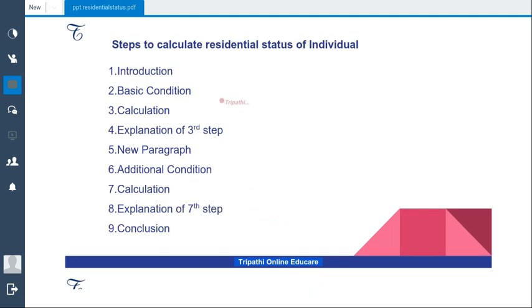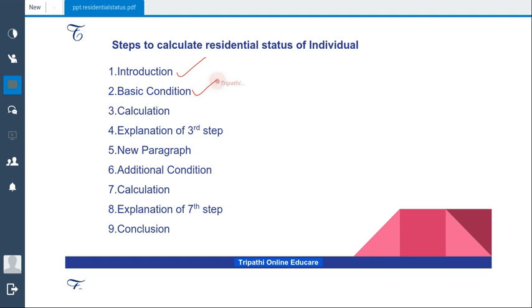There are a few steps which we are supposed to follow for calculating the residential status of an individual. The first step is introduction. You will have to introduce the individual whose residential status you are calculating, whether he is an Indian citizen or foreign citizen, whether an exception is applicable to him or not. All this you will have to mention in the introduction.